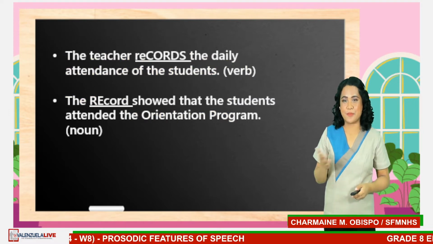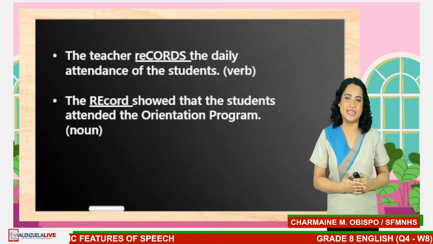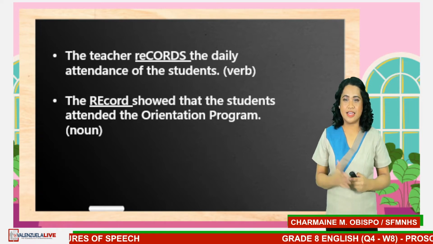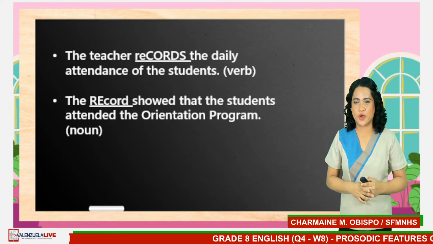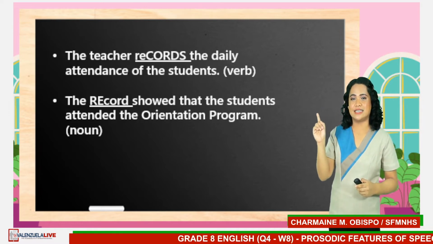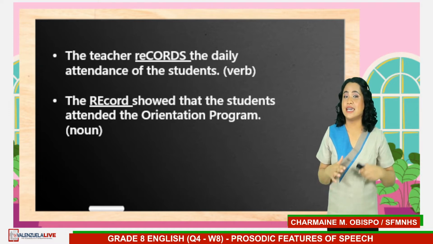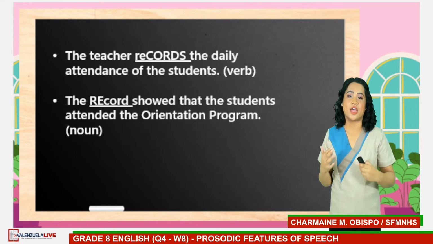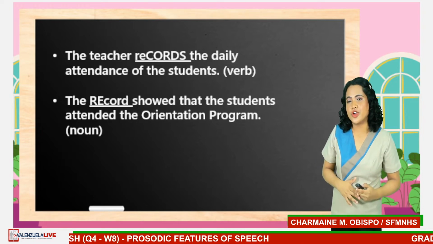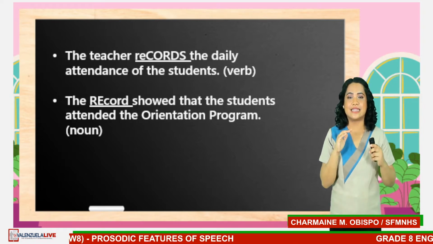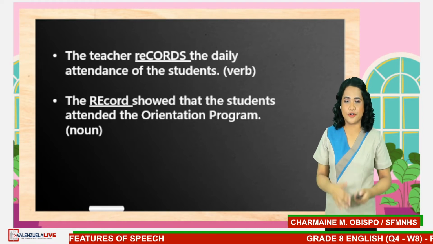Let's have this example. The teacher records the daily attendance of the students. The record showed that the students attended the orientation program. In the first sentence, the underlined word functions as a verb, so the second syllable receives the primary stress. On the other hand, the underlined word in the second sentence is a noun. We put the emphasis or stress on the first syllable.